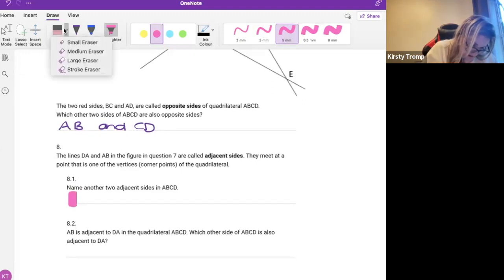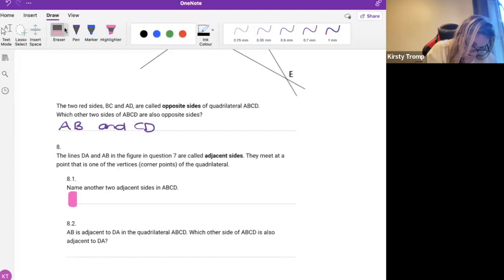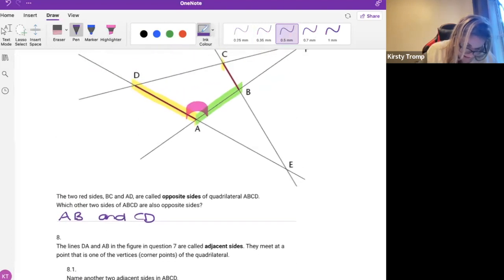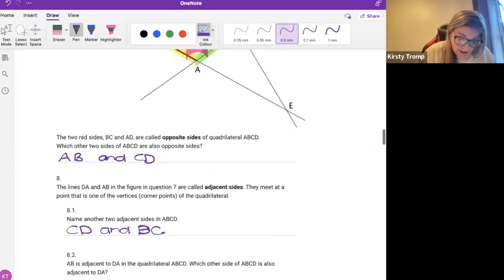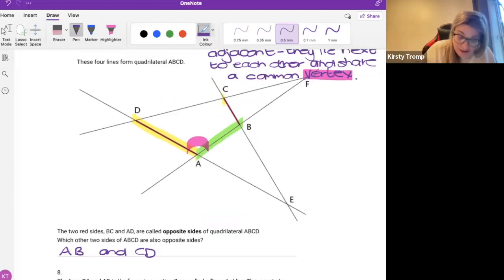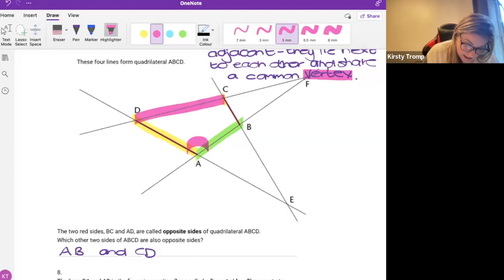So my other two adjacent sides, CD and BC. Okay. Could there be other pairs of adjacent sides? Of course there can. So these are the two that Katlego told me. They were CD and BC. So those were the ones you picked.